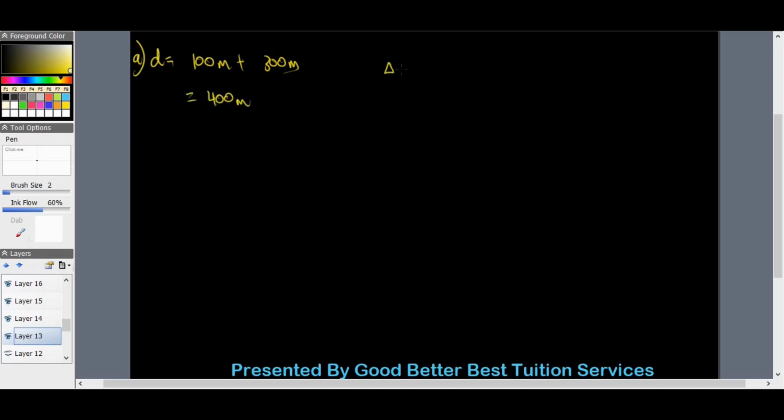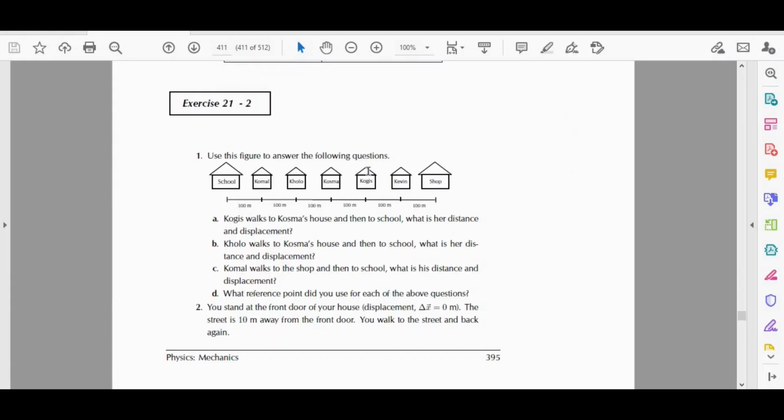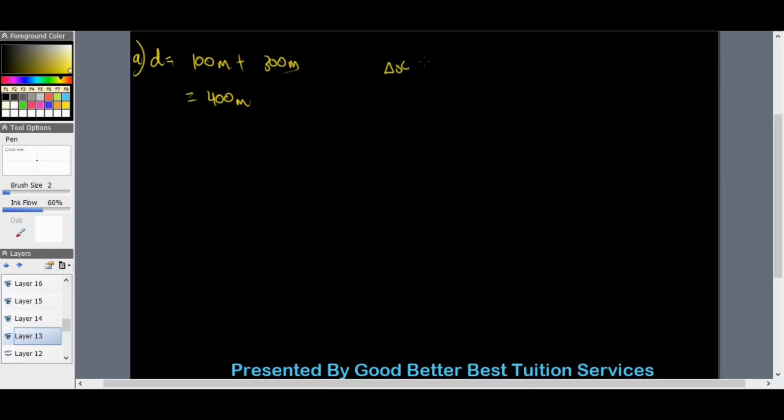Okay, but now her displacement. If we take where she is, 1, 2, 3, 400 is where she is, and the school is 400 meters away from her house. So displacement would be the final position minus her initial position. The initial position is the 0 point or reference point. So we have xf minus xi. The final position is school, which is minus 400 meters away from the house, and that's also minus 0.